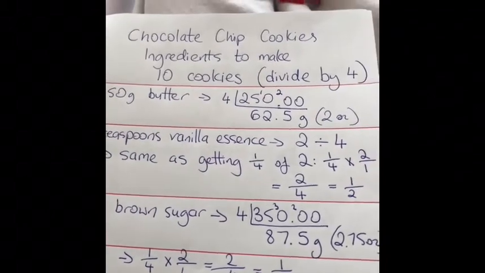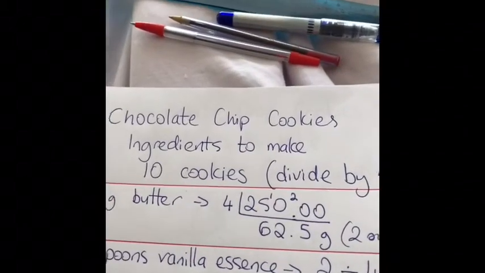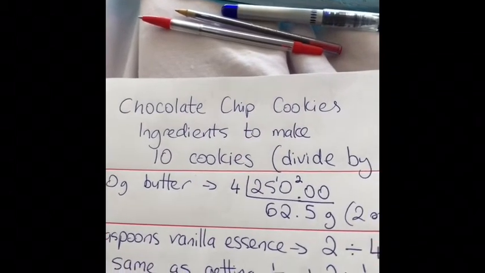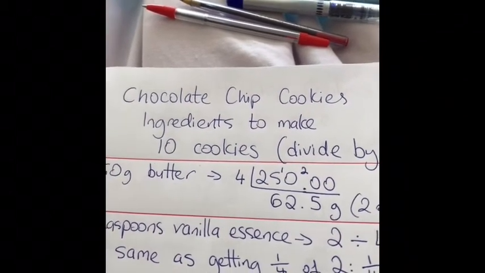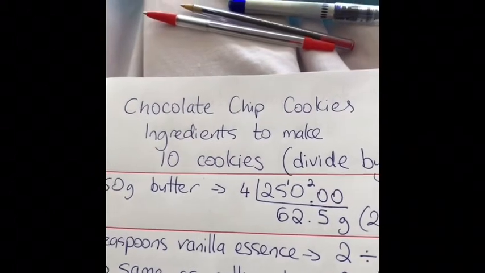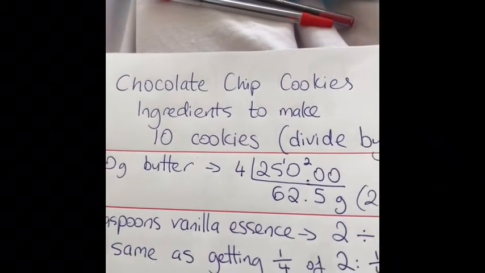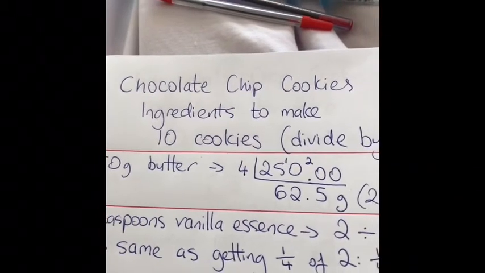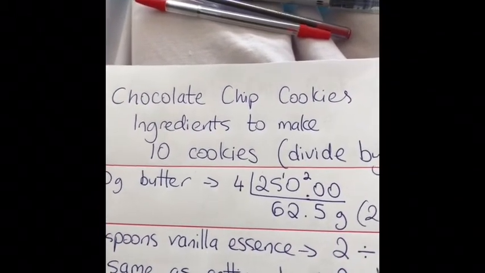The next option is a little bit harder, I think. What if there's a lot of cookies there, 40 cookies, or in the previous clip we doubled it to be 80 cookies. What if it was only for myself? I'm only cooking the cookies for myself and I want 10 cookies. So chocolate chip cookies, ingredients to make 10 cookies.